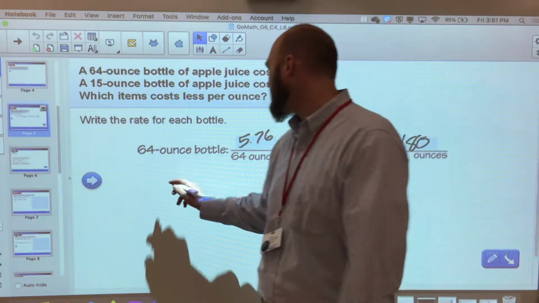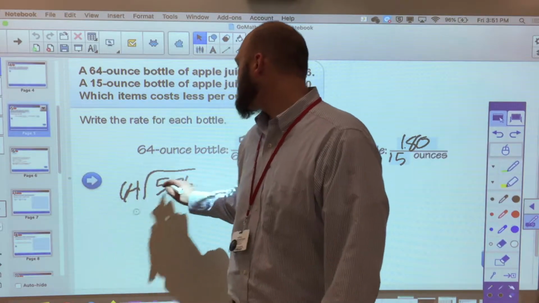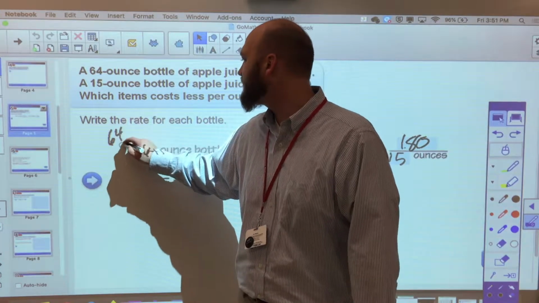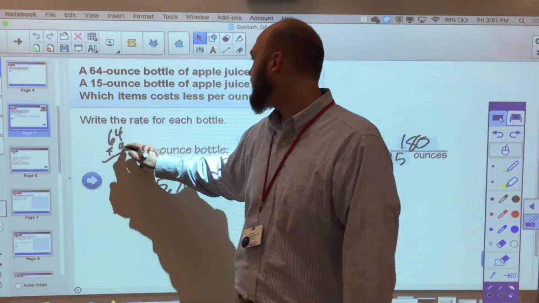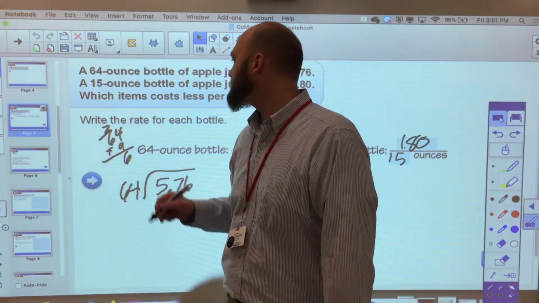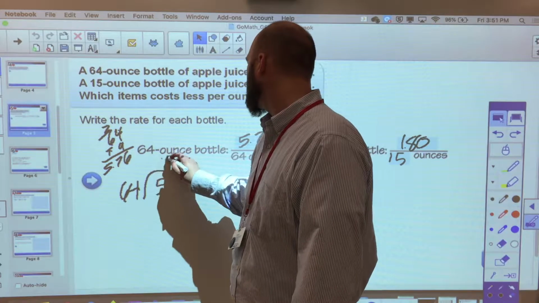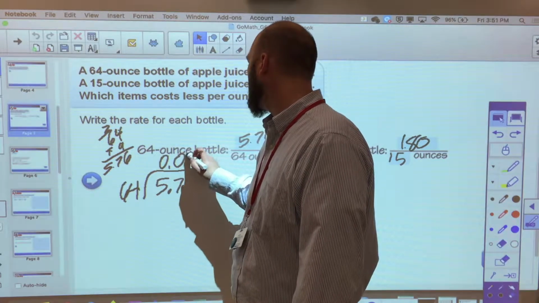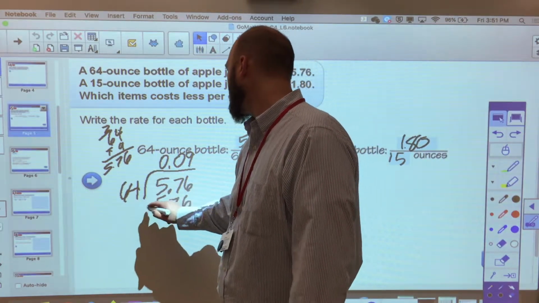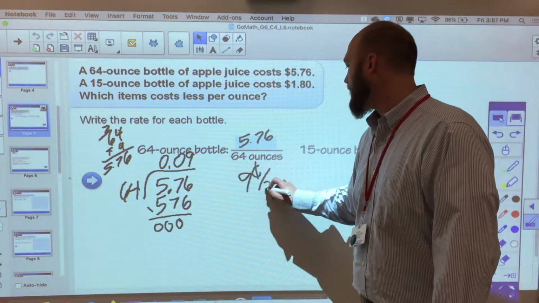So I need 576 divided by 64, actually 5.76 divided by 64. 64 goes into 576. Let's try 9 times. And I would find 9 times 4 is 36. 9 times 6 is 54 plus 3, 57. So I'm going to go 0.09, and I would get 576. When I subtract them, I know that this is 9 cents per ounce.